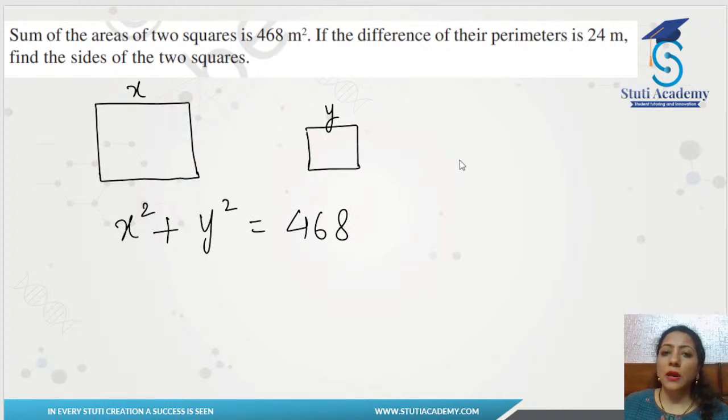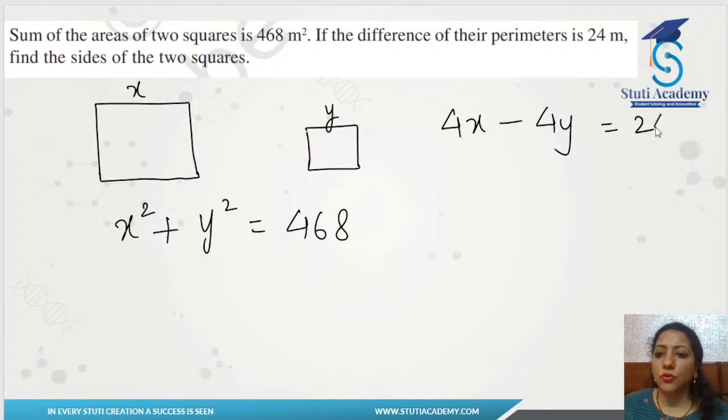Now if the difference of their perimeter is 24 meter, the perimeter of this one would be 4x. The perimeter of this one would be 4y. The difference would be 24. Obviously, the perimeter of the bigger square would be bigger. So the bigger one minus the smaller one will give us 24.